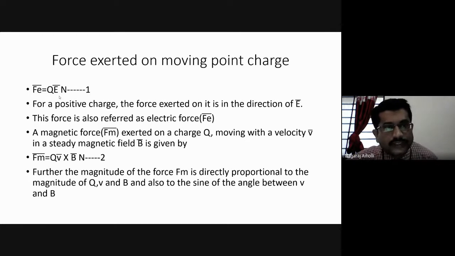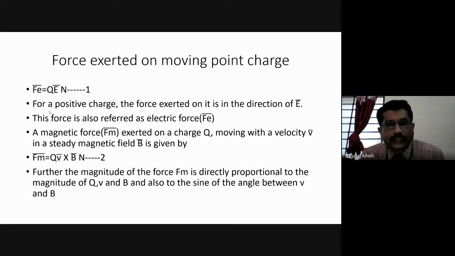So this Fe is called the electric force. It is nothing but the product of the charge and the electric field intensity, Q into E, in newtons. Because it's a force, its unit is newton. For a positive charge in electrostatics, the direction of the force is along the direction of the electric field intensity E bar. This force Fe is also called the electric force.